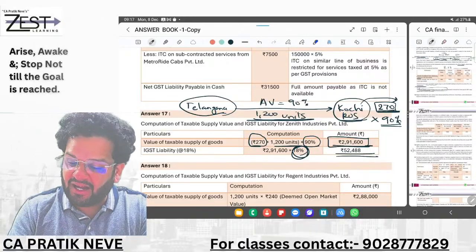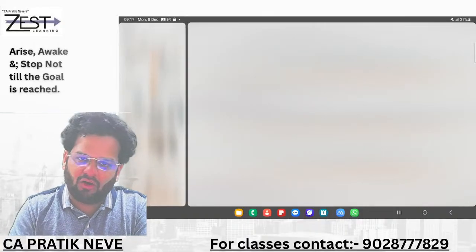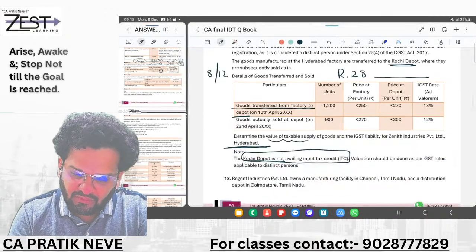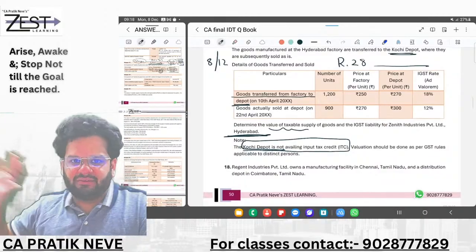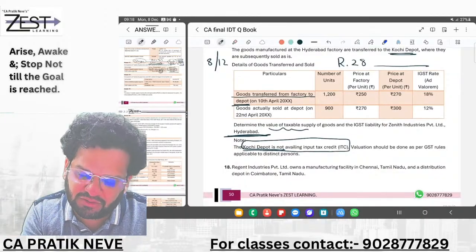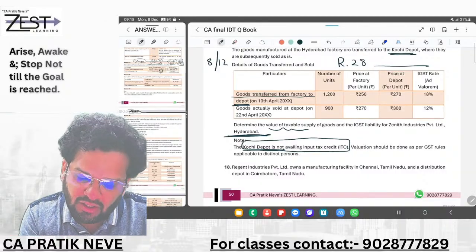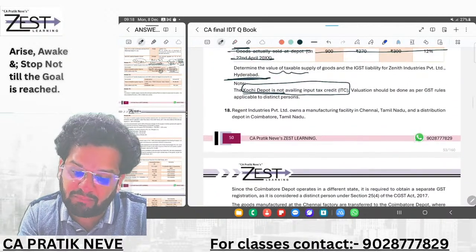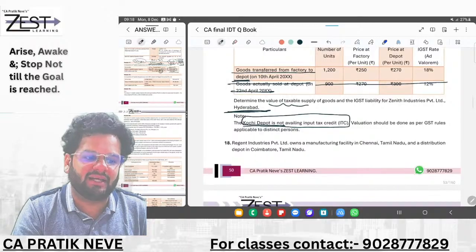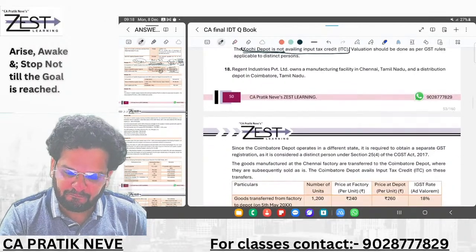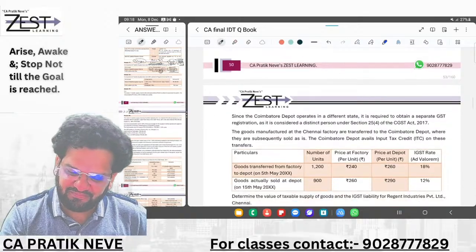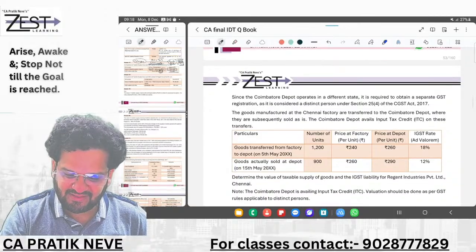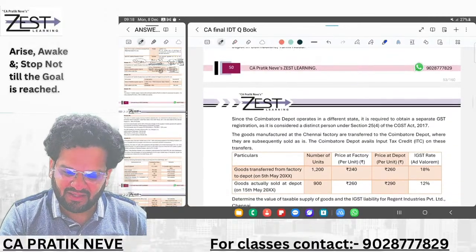Got it? And neglect what happens on the further date. We are bothered with that date when the goods were actually transferred between these distinct persons, because that valuation we want. We are least bothered with what happens on 22nd April. Neglect it. Make sense? Yes, sir. Let's go ahead.